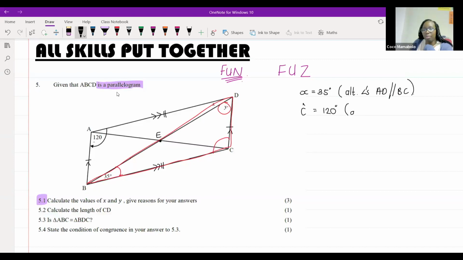Opposite angles of a parallelogram are equal, correct. Remember, we can't just say properties of a parallelogram. We need to say which property of a parallelogram. So opposite angles of a parallelogram are equal. Now I can say, therefore, y is equal to 25 degrees. And our reason here is going to be, who can see it?